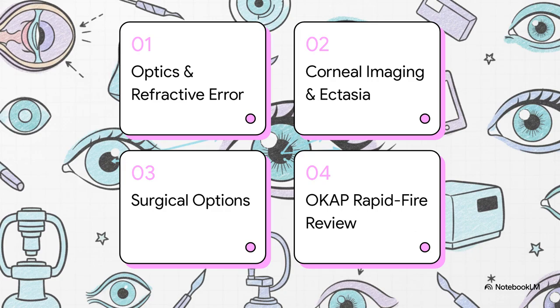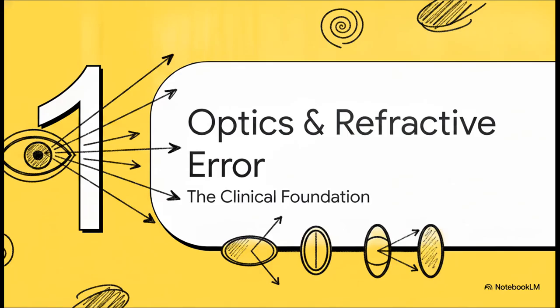We're going to start with optics and refractive errors, move into corneal imaging and ectasias, tackle intraocular and corneal surgeries, and then wrap it all up with an OCAP rapid-fire review. All right, Section 1, Optics and Refractive Errors.